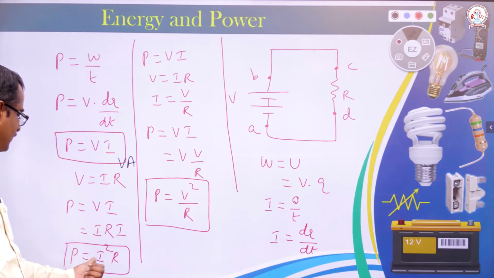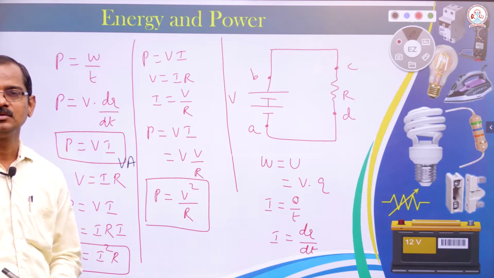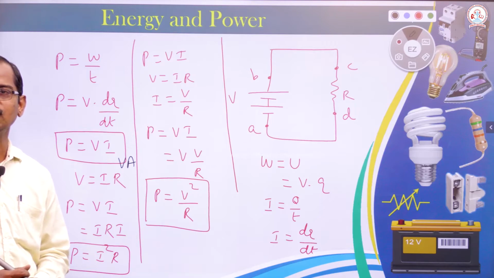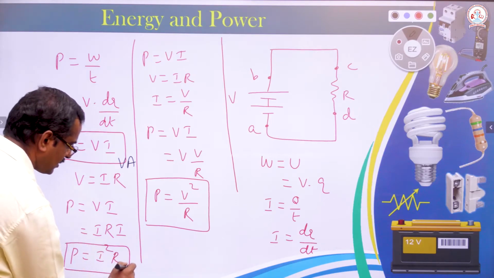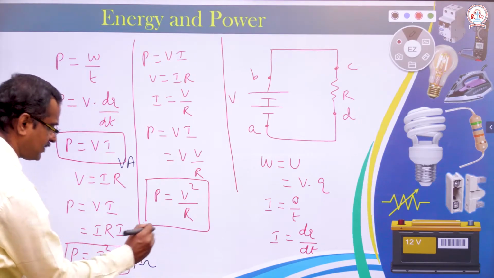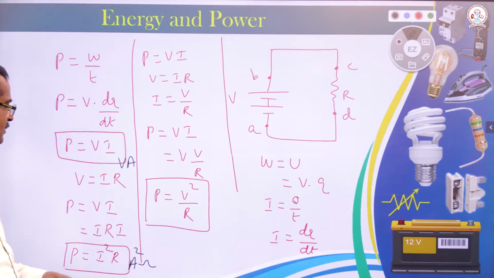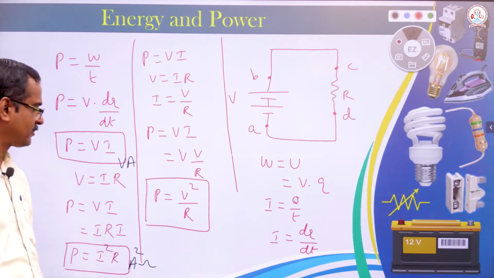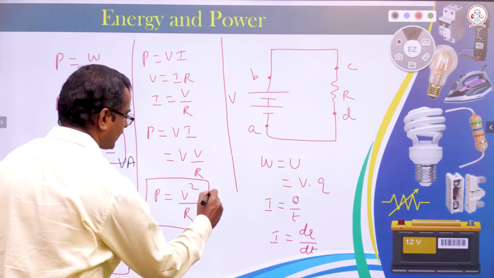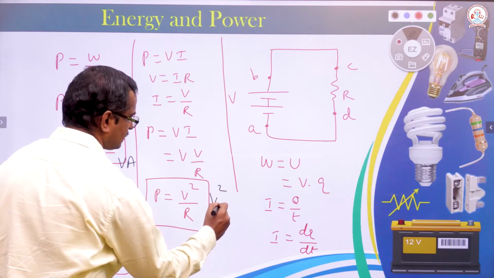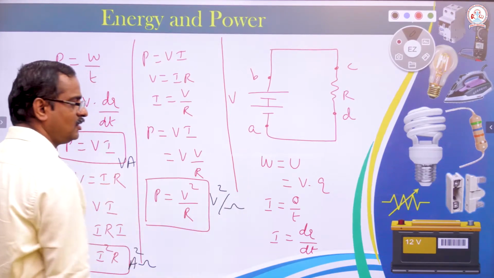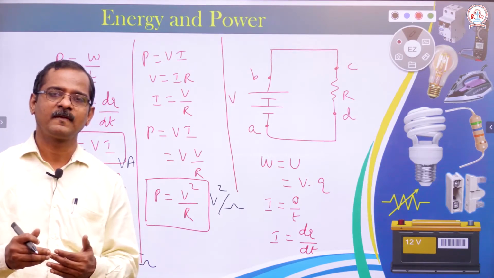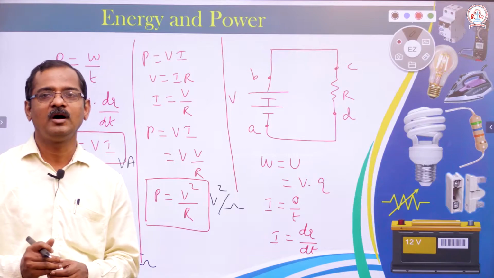Here we have power equal to I square R. The unit for current is ampere, the unit for resistance is ohm. So, we can write ampere square ohm as unit. Here we have power equal to V square by R, so voltage square by ohm as unit. But what is the practical unit of power?